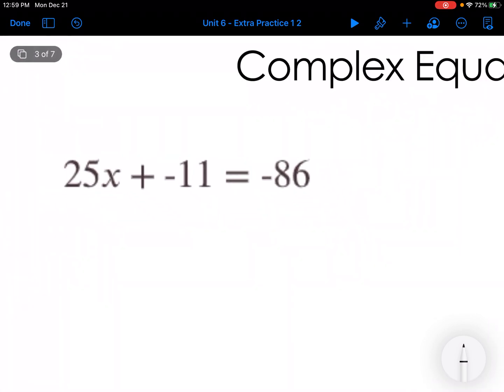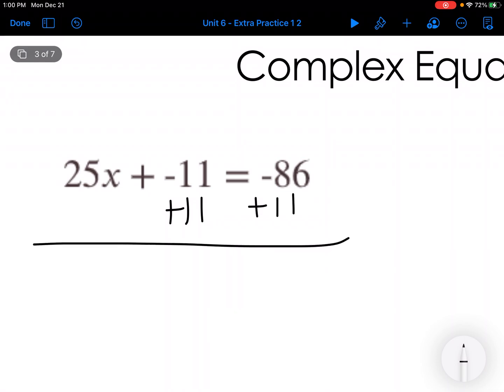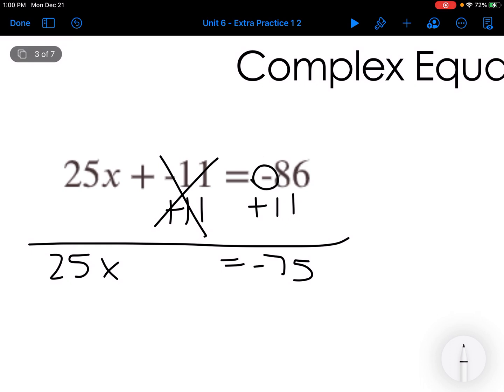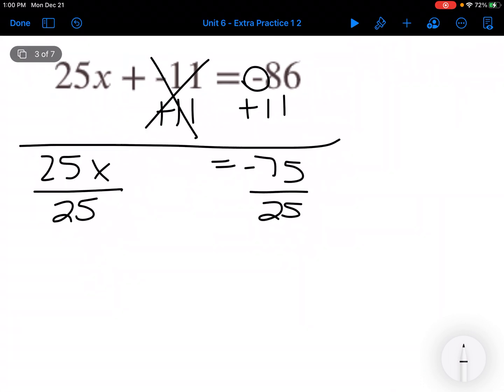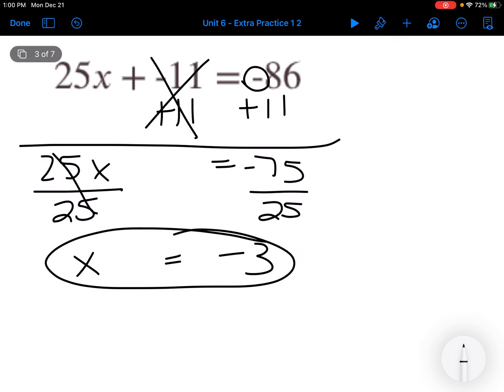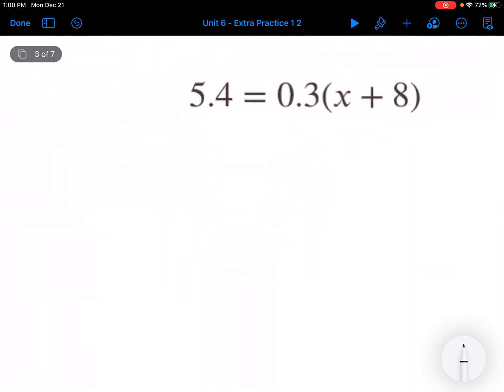All right, I'm adding a negative 11, so the opposite would be to add a positive 11. I have a zero pair, so I'm left with 25x equals, and then my signs are different here, so I have to subtract and take the sign of the larger absolute value. So now I have 25 x's. I want to know what it is for just one x. So I'm going to split it into 25 groups. And I'm left with x equals a negative 3. A positive and a negative, when the signs are different, the sign is going to be negative when I'm dividing.